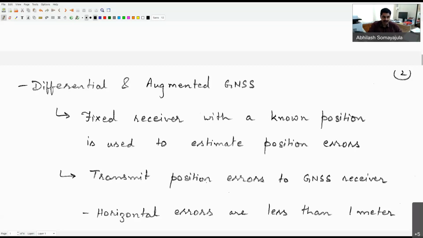Now that error between what you measured and the known position is what you transmit back to your receiver. And that receiver is basically receiving this difference in errors, and it is correcting for the position estimates which it made.